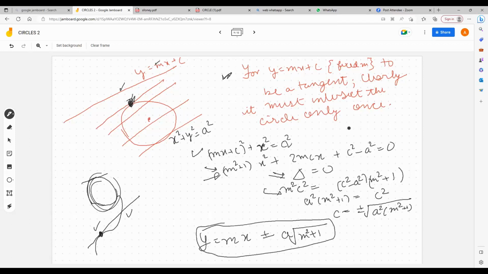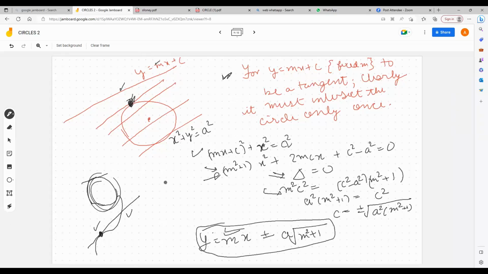And upon further simplifying it, we see that the m square c square term gets cancelled out. And what it becomes is that c is equal to plus minus under root a square into m square plus 1. That is, if we know this m, then there are only two possible values of the tangent, because c has only two values, plus or minus a times under root m square plus 1.